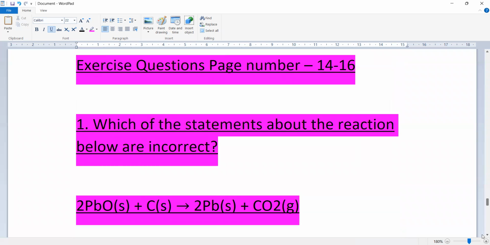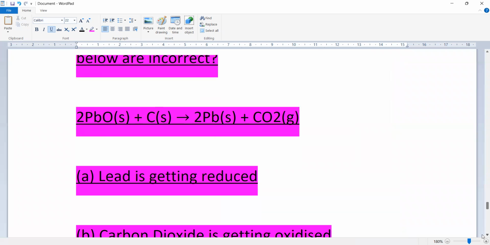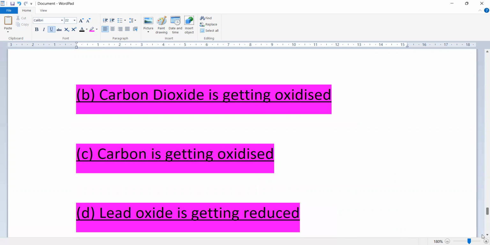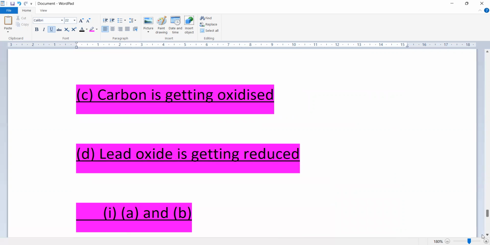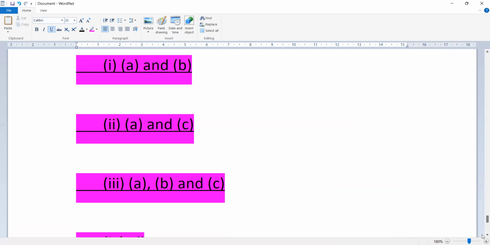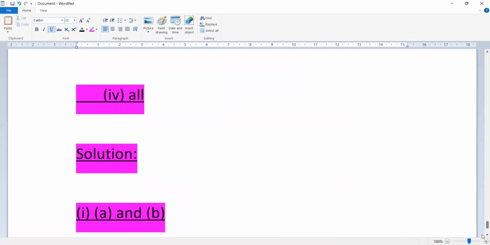Exercise question, page number 14, question 16. Which of the statements about the reaction below are incorrect? 2PbO plus C gives 2Pb plus CO2. A: lead is getting reduced. B: carbon dioxide is getting oxidized. C: carbon is getting oxidized. D: lead oxide is getting reduced. Option 1: A and B. Option 2: B and C. Option 3: A, B, and C. Option 4: all.